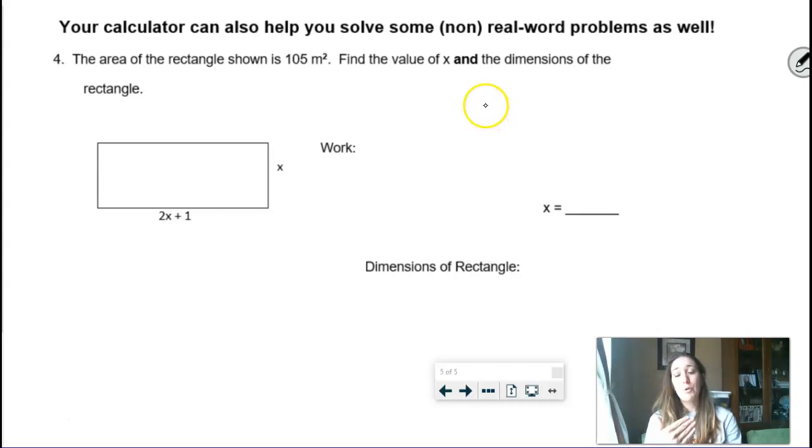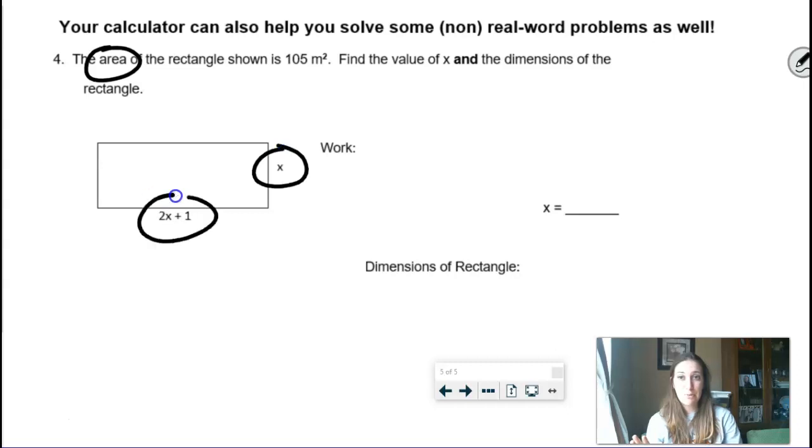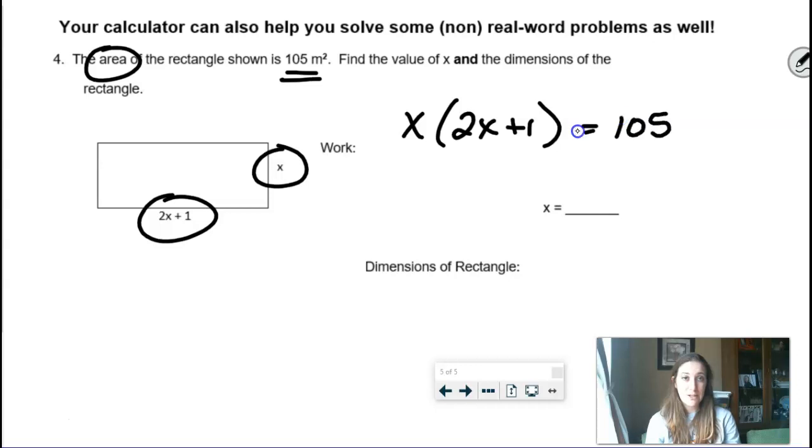I just want to show you that we've had this problem before and we solved it algebraically. Or maybe not yet. I can't remember when we teach this to you, but I'm sure you've seen a problem like this. You can use your calculator to solve this. That's kind of amazing. So we know to find the area of a rectangle, you do length times width. So if I were to multiply length times width here, it would look like this. Length times width, and the area is 105 meters squared. So I'm just going to set that up as my equation.